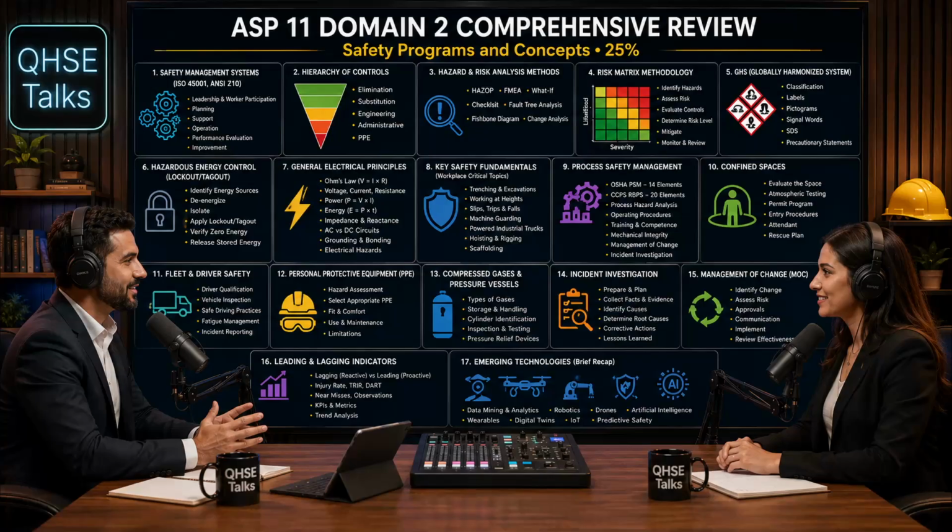And speaking of the future, the final topic in Domain 2, topic 12, touches on emerging technologies. We are seeing safety fundamentally transformed by AI, drones, and wearables. The integration of technology is shifting the hierarchy of controls. We are using drones to inspect confined spaces and high-elevation flare stacks, physically removing the human from the hazard. That is an elimination control powered by technology. Yeah, it's incredible. We have biometric wearables that monitor a worker's core body temperature and heart rate, predicting heat stroke before the worker even feels dizzy. The data streams are becoming just as important as the physical guards.